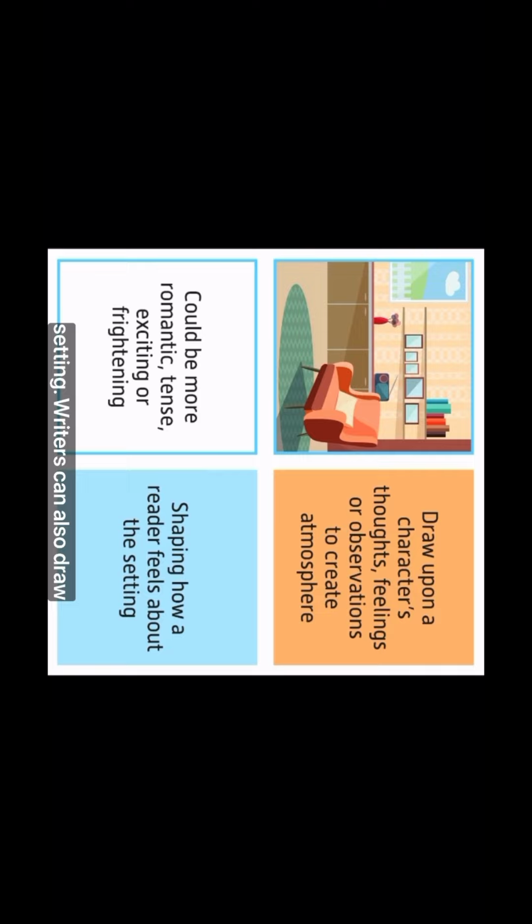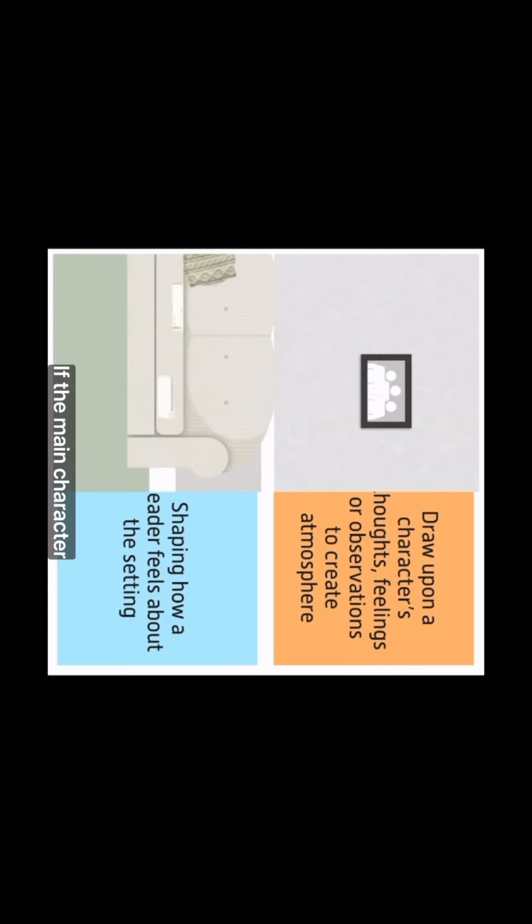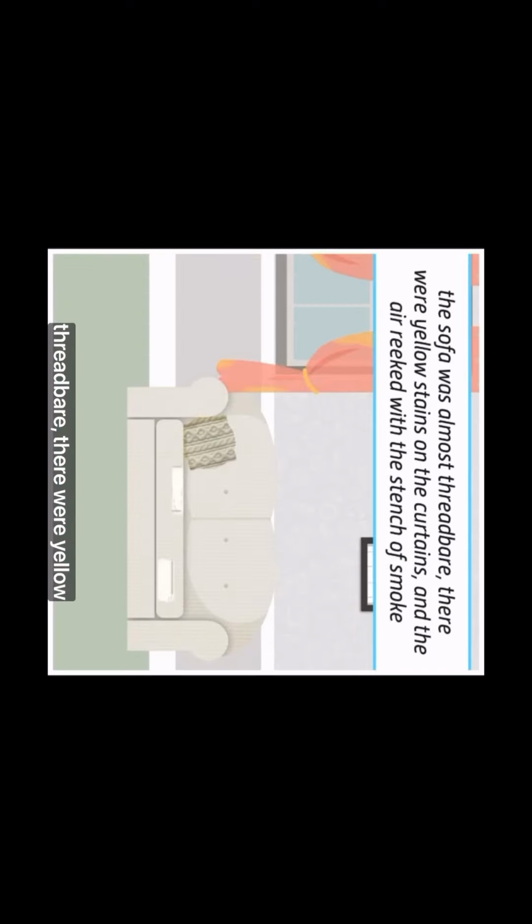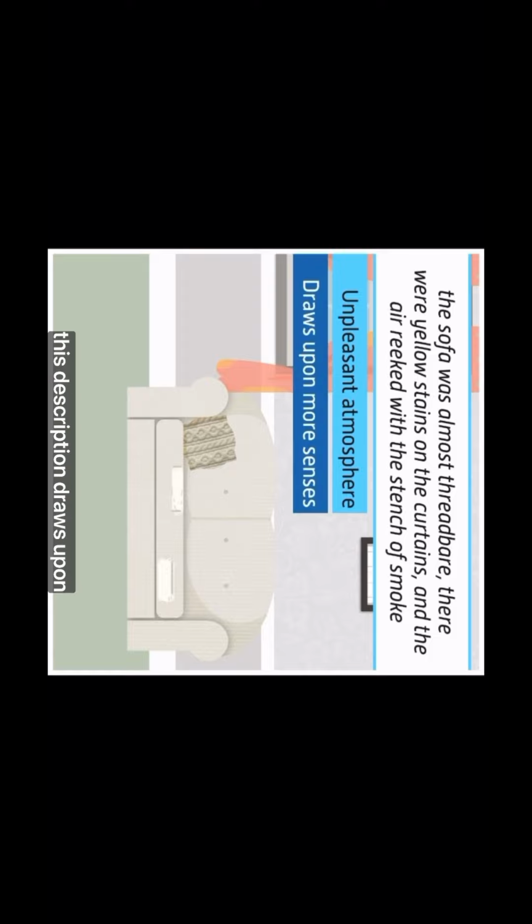Writers can also draw upon a character's thoughts, feelings, or observations to create a sense of atmosphere. If the main character notices the sofa was almost threadbare, there were yellow stains on the curtains, and the air reeked with the stench of smoke, we're already creating an unpleasant atmosphere through their observations. It's also noteworthy that this description draws upon more senses than just sight. The stench of smoke engages the sense of smell and makes the setting more immersive.